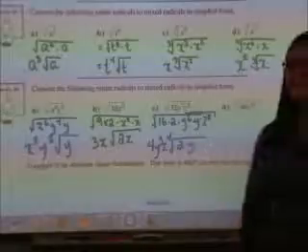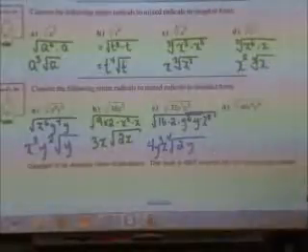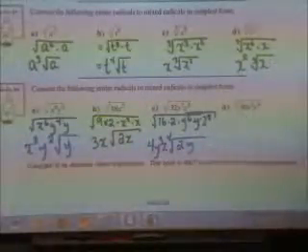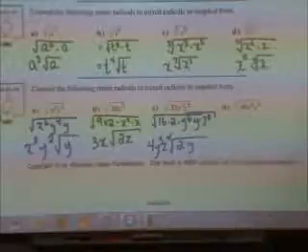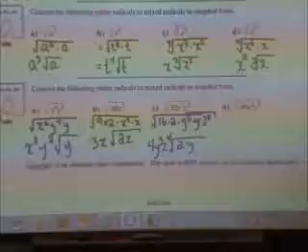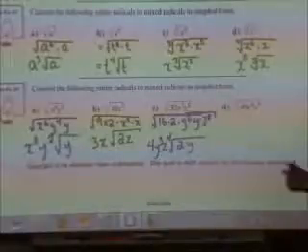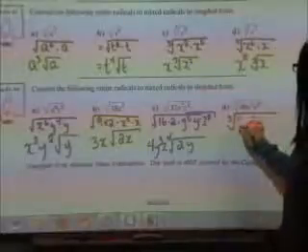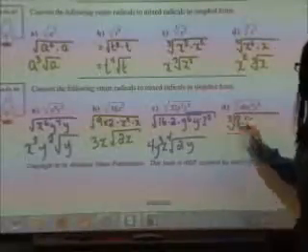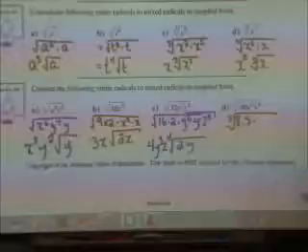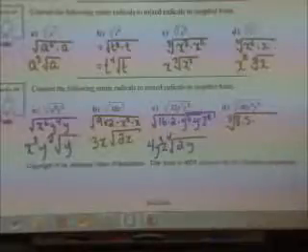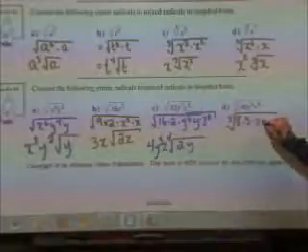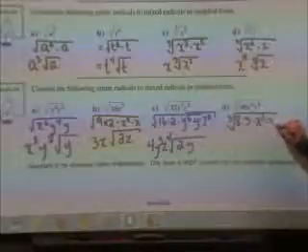Okay. D is an index of 3. So with 40, I have to think of a perfect cubed number. What can I divide 40 by? 8. So I get 8 times 5. X to the power of 4, I would split into 3 and 1. So x to the power of 3 and x.